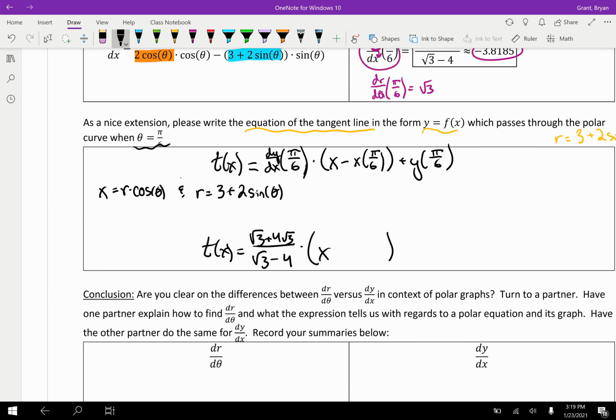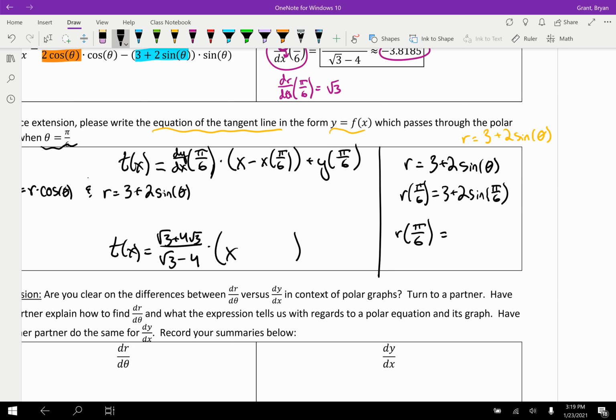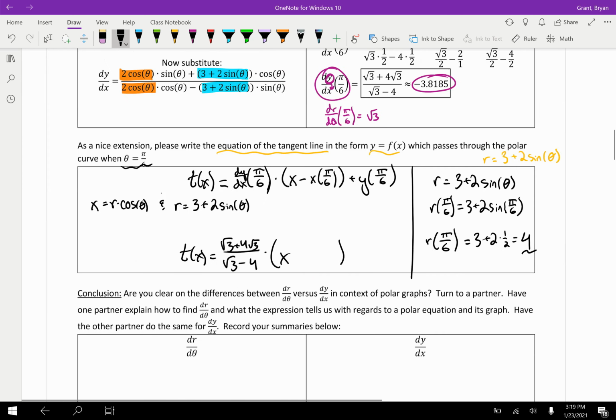Good so far. I think we're only going to need to use the r equation once, so in fact I probably should have written this over here, apologies. So we know r is equal to 3 plus 2 sine of theta, and the only theta we're interested in this problem is pi over 6, so let's find r of pi over 6. We actually did this earlier. Looks something like this. So r of pi over 6 is 3 plus 2 times a half, 3 plus 1, which is 4.